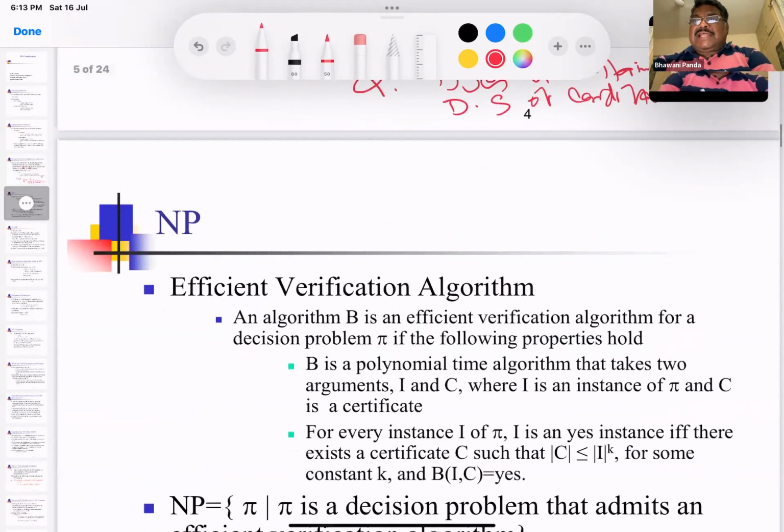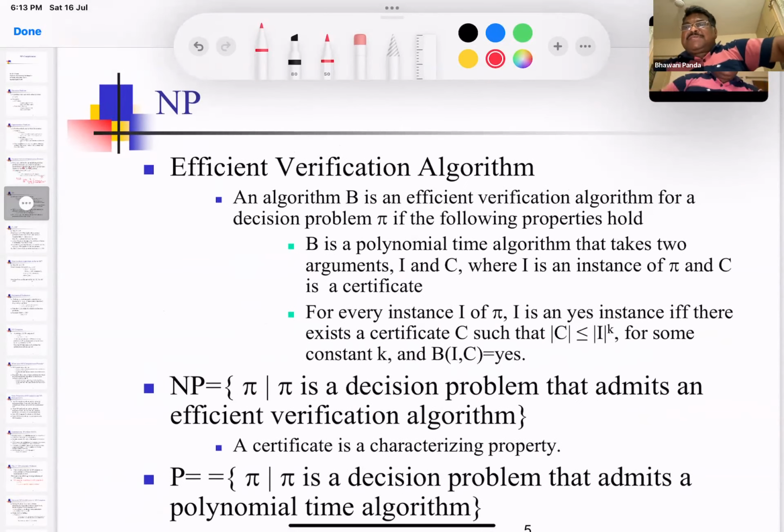Now the verification algorithm that we'll see, an efficient verification algorithm. An algorithm B is an efficient verification algorithm for problem pi if the following properties hold. First of all, B should run in polynomial time, and it should take two inputs: one is an instance I of the original problem, and the other is C, a certificate. It should be a short certificate because the size of C is bounded by a polynomial in the input size I, right?